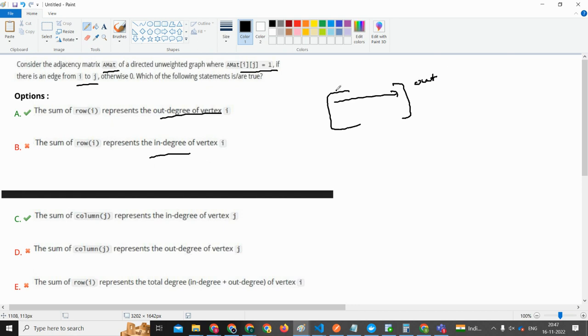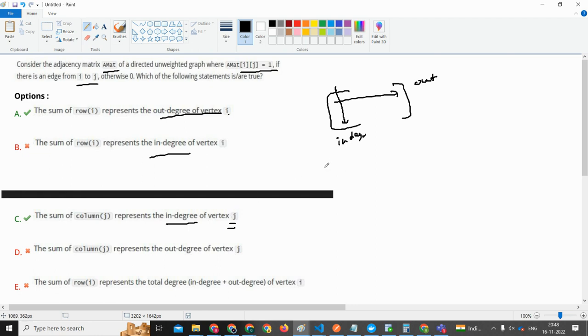If you are talking about the row, right? So that first option is correct. The sum of row i represents the out degree of vertex i. Whatever vertex you put in there, if you sum that, you'll get the total number of edges going out from that vertex i. And similarly for columns, assuming vertex j, if you sum that, then you will get the incoming. So whatever is incoming into that vertex j, you will get the count of that, and that is only because of the fact that ij is given as one.